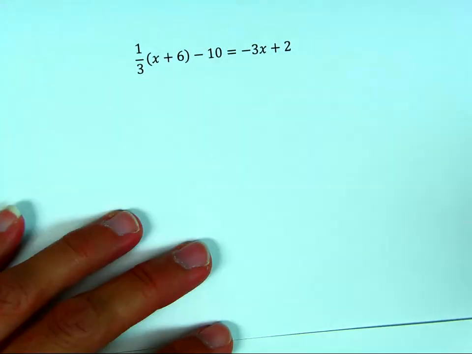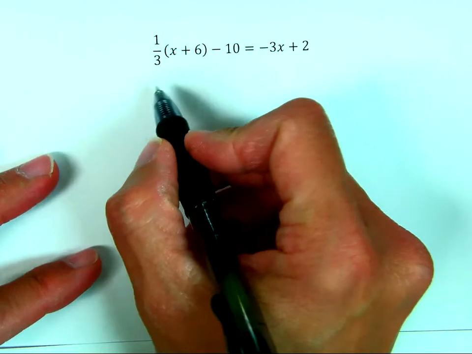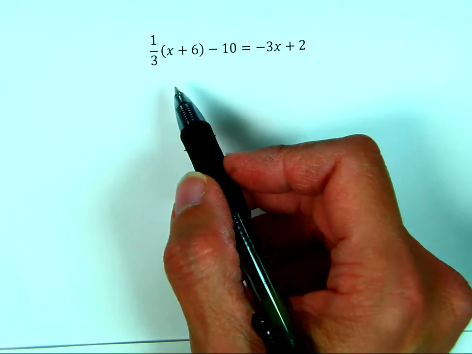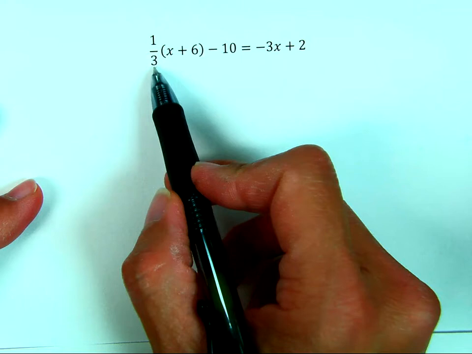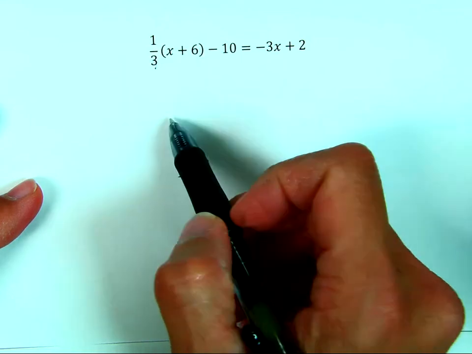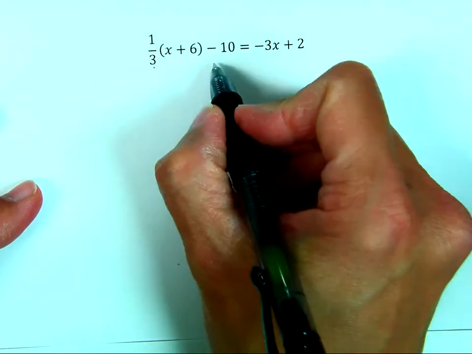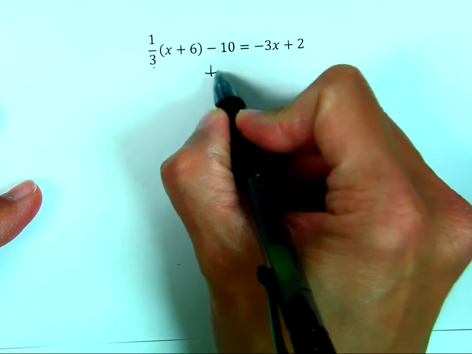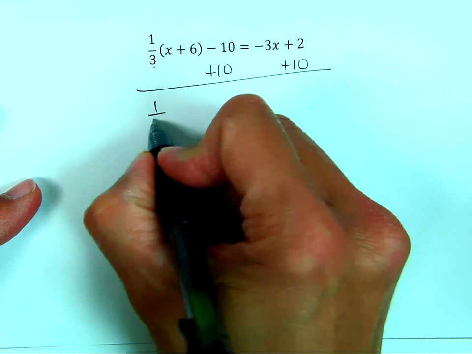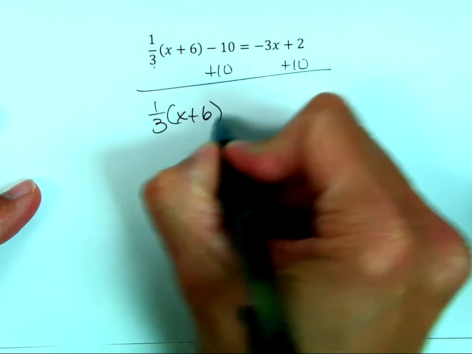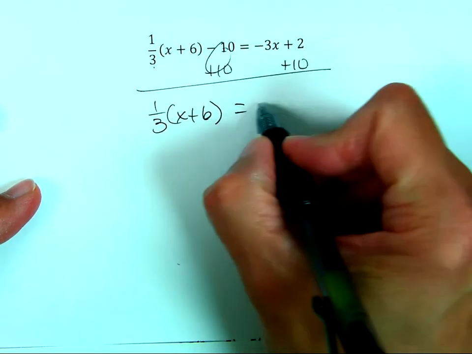Okay, our next problem is right here, and we are going to look at that. Now, I am going to either distribute that or get rid of this 1/3 by multiplying by 3. So, first thing I'm going to do, because I like to get rid of this first, I'm going to add 10 to both sides. So, when I do that, this cancels out, and I'm left with this.